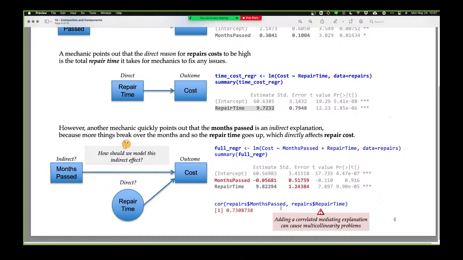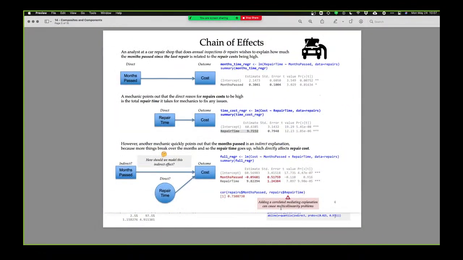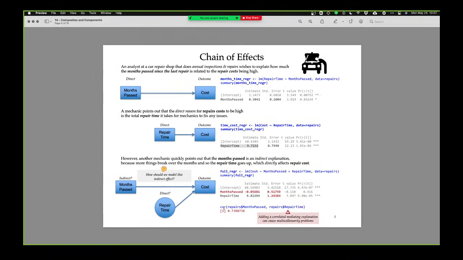We also don't want to drop a variable because the analyst is a little confused, since these are both important variables. One is just an indirect explanation and one is a direct explanation. So how can we model this? All right. So let's take a look at this problem. And by the way, down here, I'm showing you the correlation between the two independent variables, months passed and repair time. There is a fairly high correlation, about 0.73. So putting them together in the same regression is probably not tenable. We cannot really do that, okay?